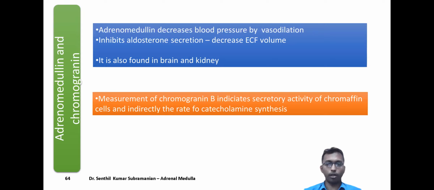Adrenomedullin is one of the hormones secreted from the adrenal medulla. This decreases blood pressure by vasodilation. It inhibits aldosterone secretion and thereby decreases ECF volume. Adrenomedullin is also found in the brain and kidney. Chromogranin is secreted along with the catecholamines, and measuring its values will give an indirect way to see the rate of catecholamine synthesis.